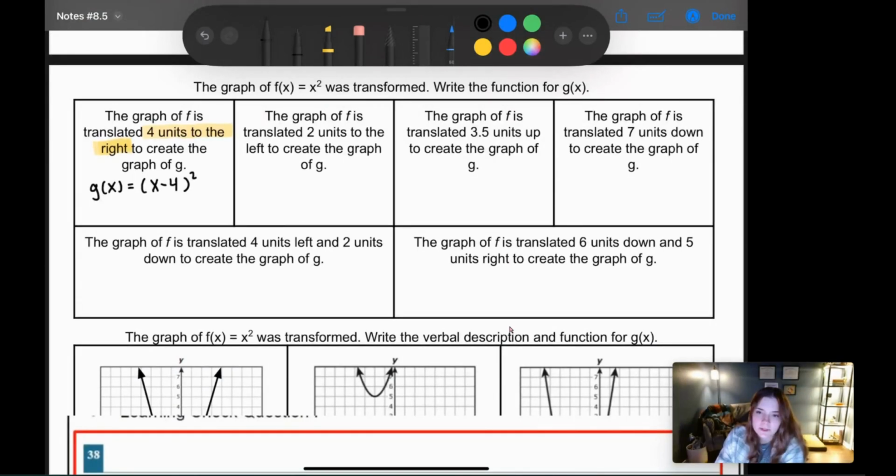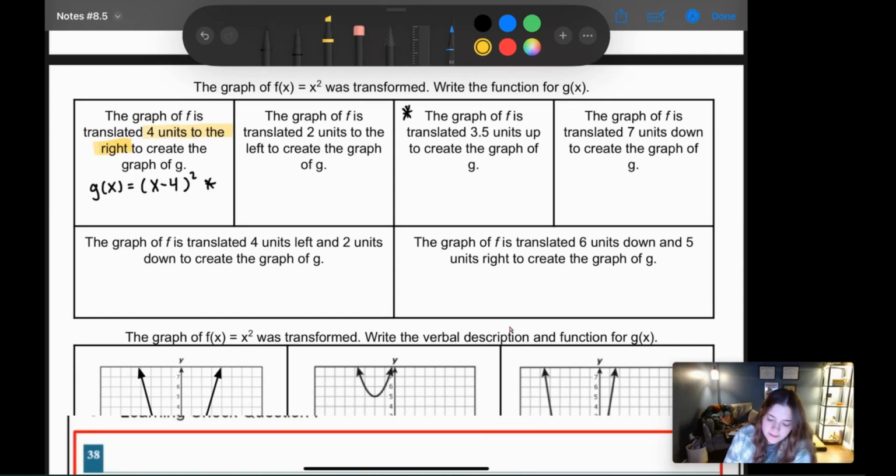And that's it. You're done. You wrote the function. Okay? And you can check it. If I put this into Desmos just like this, it will show me if I went to the right 4. And it will, right? And we can look at an example on Desmos in just a second, but let's take a look at this one together, okay?